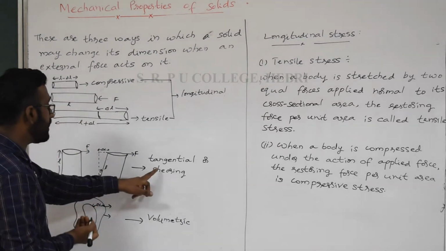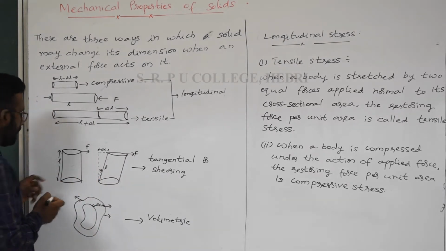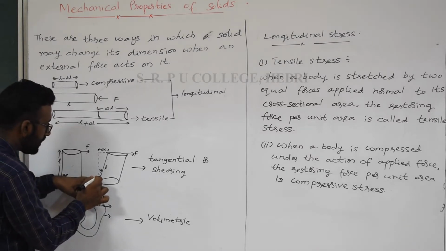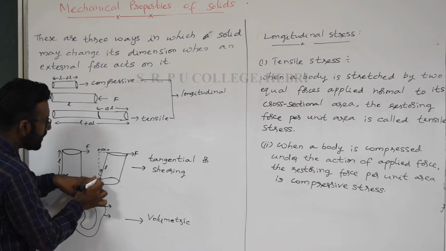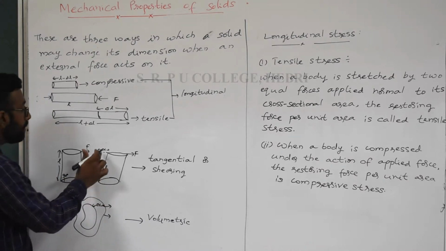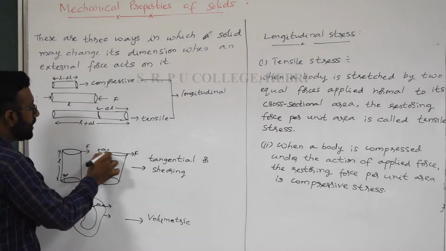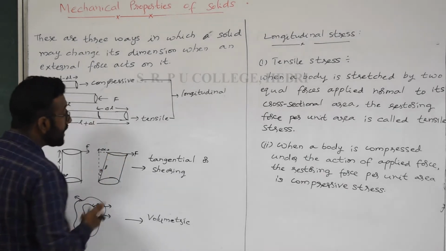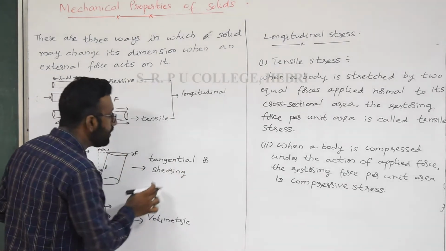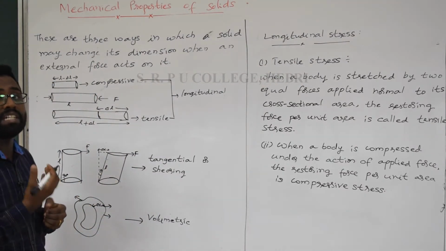Why tangentially? Because you can see here there will be a change in the angle. This was 90 degrees actually. Now there is a change in the angle, a small angle theta developed over here, and also there is a displacement delta x from the initial position. Such a type of change is called tangential or shearing.